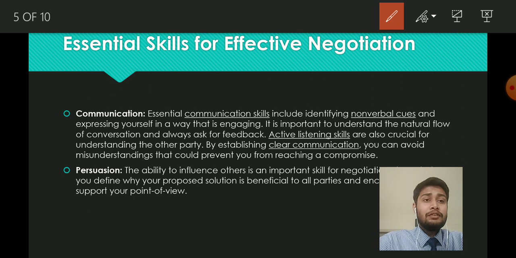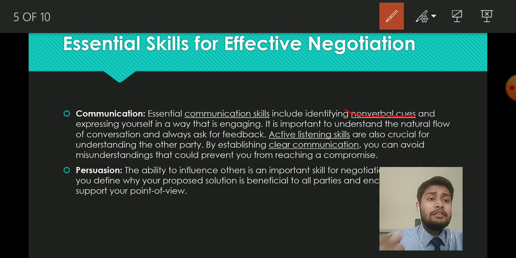And there you can see how the person sitting in front of you is behaving in response to statements. So that would come under non-verbal cues. Now, the other thing is active listening skills. You must have active listening skills.